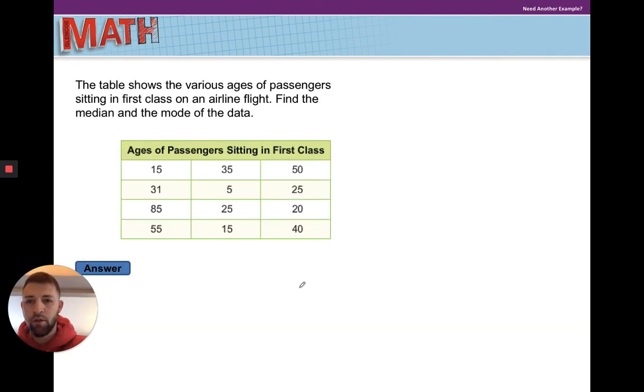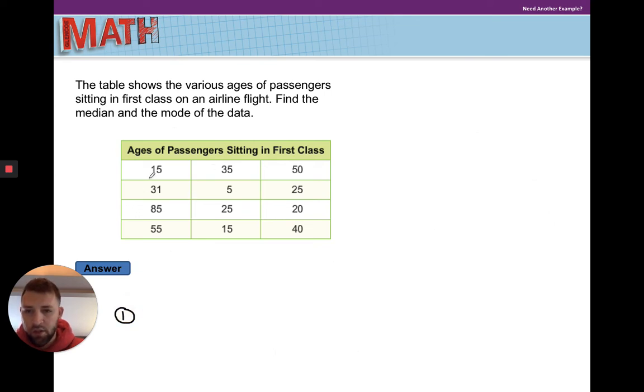Let's try one together. All right, here we go. It says the table shows the various ages of passengers sitting in first class on an airline flight. Find the median and the mode of the data. Okay, so our first step needs to be to put these things in order from least to greatest. So I'm going to do it right down here.